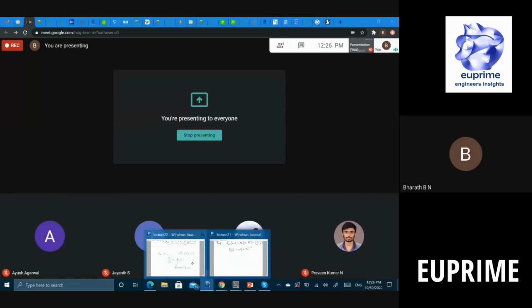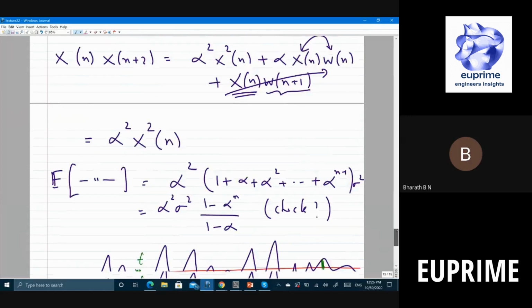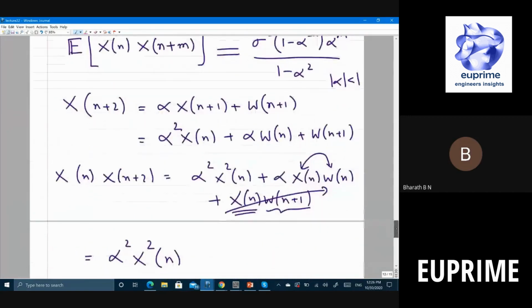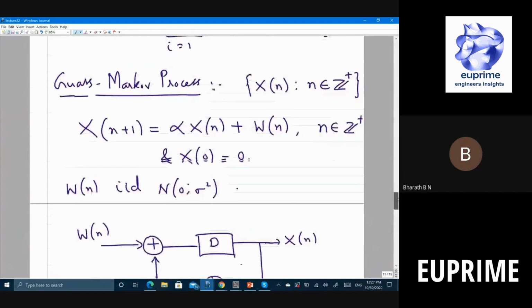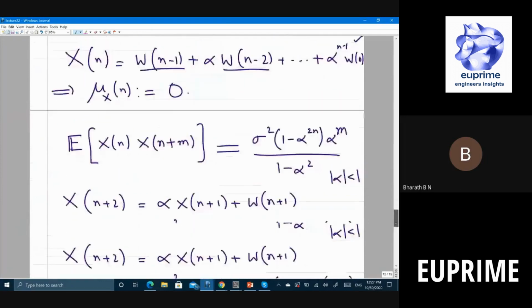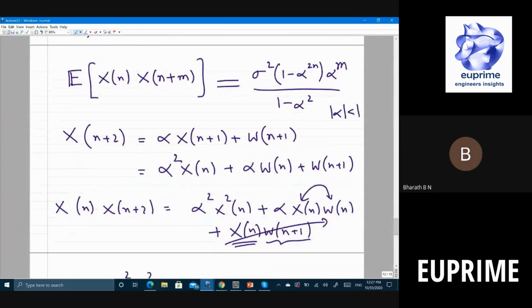Maybe I'll just quickly correct this. What went wrong? Is this correct? X of n plus 2 is alpha times x of n plus 1. I think this is W of n, right? Let me write it the way I have written it. W of n plus 1, you have n. So n plus 1, this is correct. And x of n plus 1 is alpha squared times x of n, that's correct, plus alpha times W of n, that is correct.